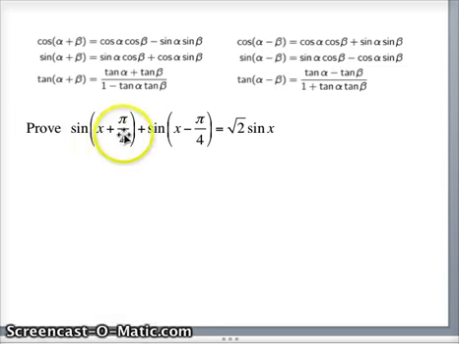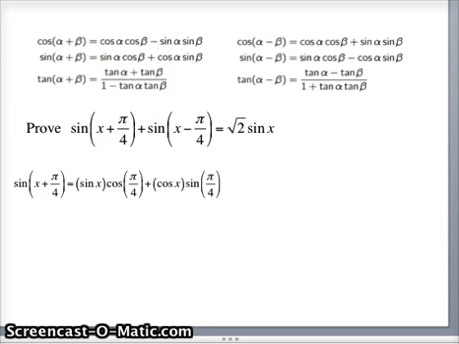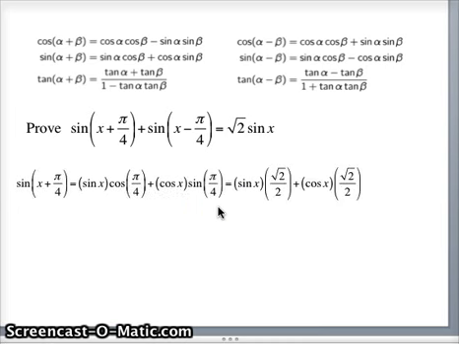So in our first case, we're going to look at sine of x plus pi over 4. So alpha will be x, beta will be pi over 4. Sine x cos pi over 4 plus cos x sine pi over 4. Now, cos pi over 4 is root 2 over 2. Sine pi over 4 is root 2 over 2. So replacing those, we get sine x root 2 over 2 plus cos x times root 2 over 2 will be our sine of x plus pi over 4.